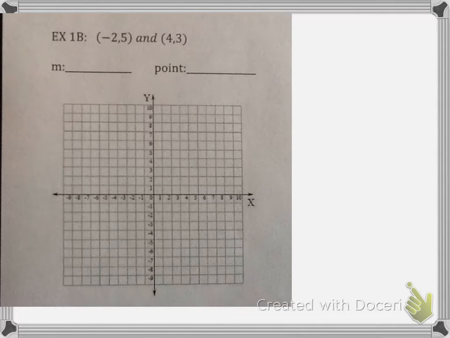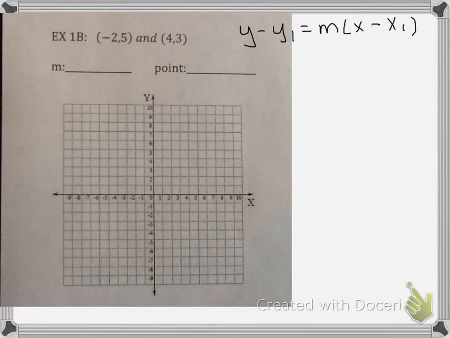Alright, we're going to put this in point slope form, just like the other one, but this one's a little different. So we've got y minus y1 equals m times x minus x1. And so we need a point and we need a slope, but in this case we don't have a slope, we have 2 points. So how do we find a slope with 2 points?